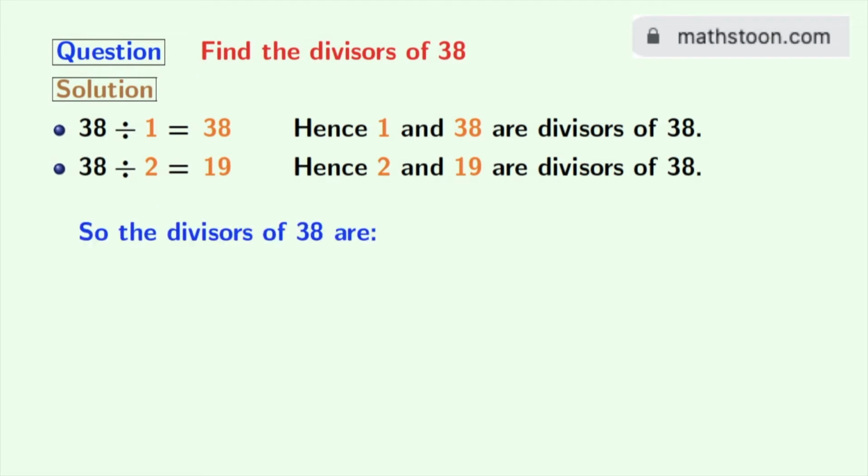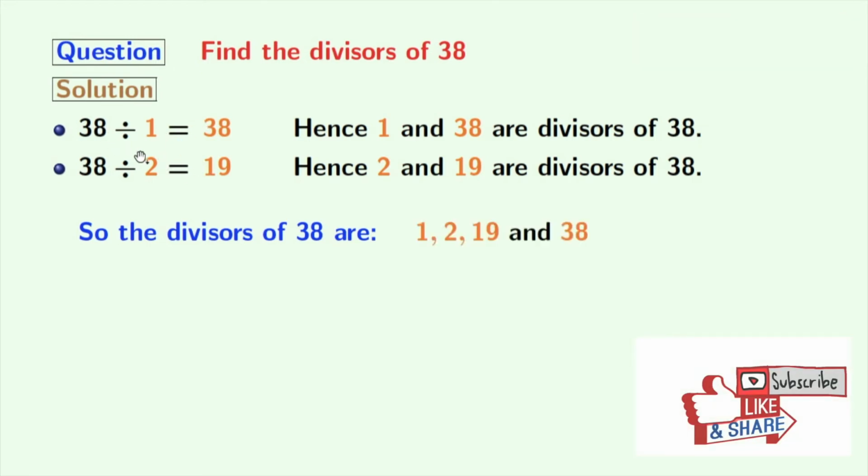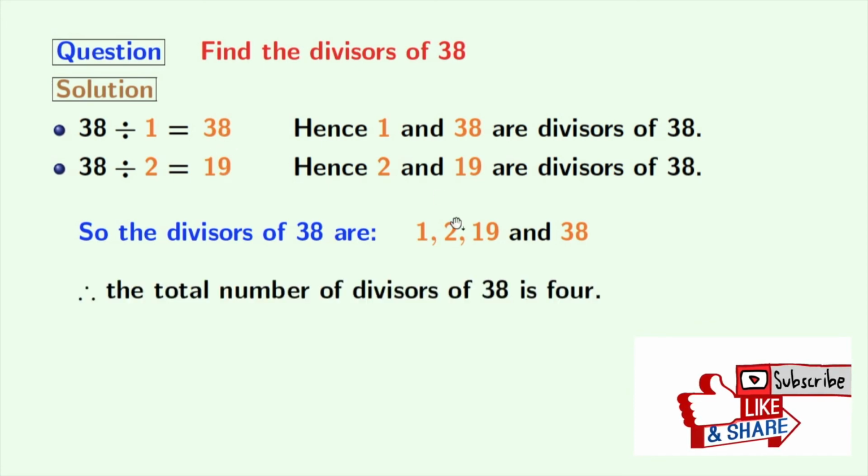Now look that we have all the divisors of 38 which are in orange colors. These numbers are 1, 2, 19 and 38. So the total number of divisors of 38 is 4.